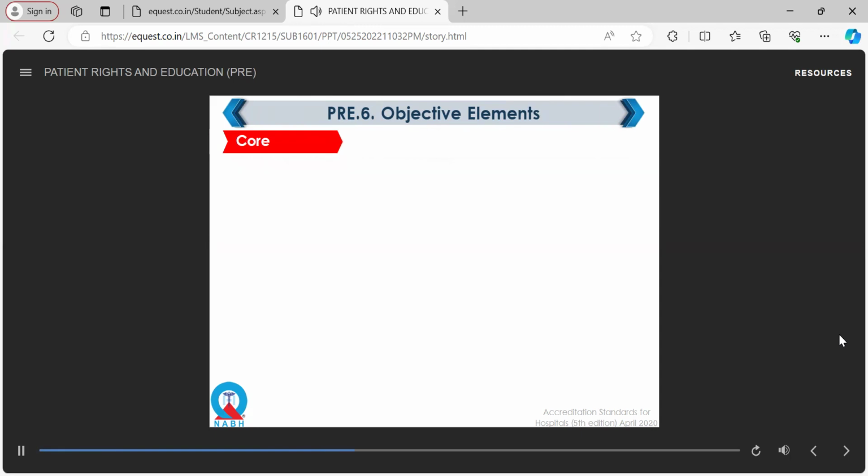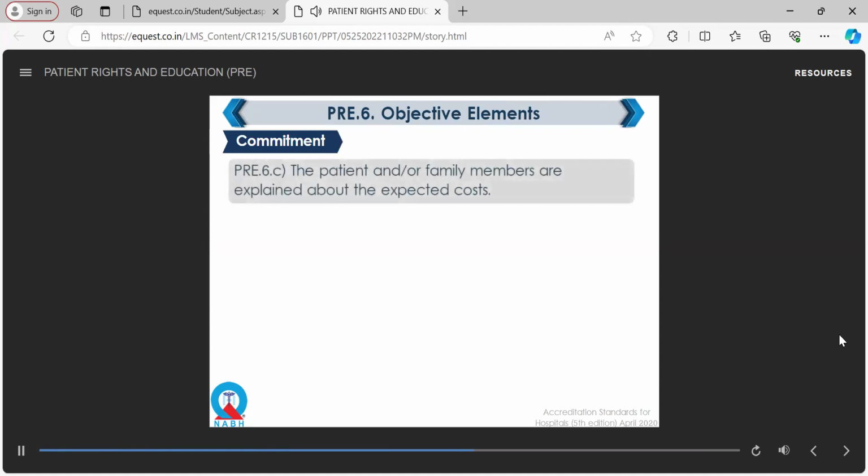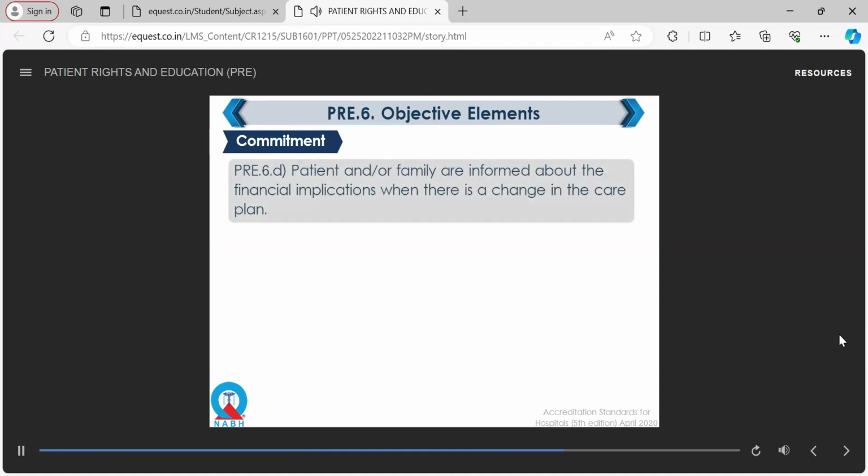The second objective element is a commitment that the relevant tariff list is available to patients. The third element is a commitment that the patient and/or family members are explained about the expected costs. And the last objective element is also a commitment that patient and/or family are informed about the financial implications when there is a change in the care plan.